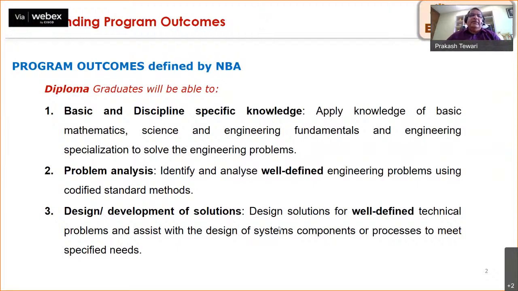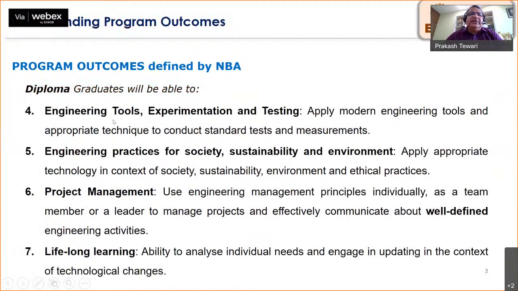Okay. So next, instead of 12, they have reduced the number of program outcomes to 7 for diploma. This has been done by NBA, National Board of Accreditation. The fourth is engineering tools, experimentation, testing. That is 4 and 5 of the undergraduate engineering program. They are clubbed and called 4 only.